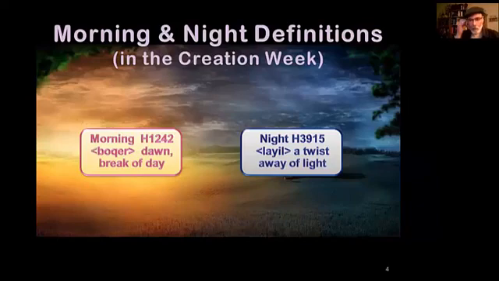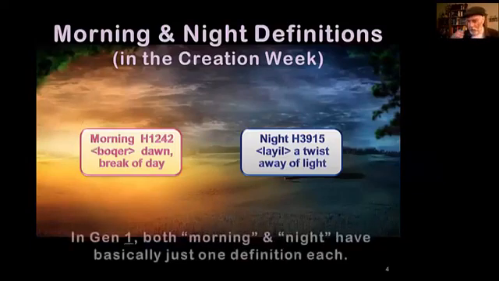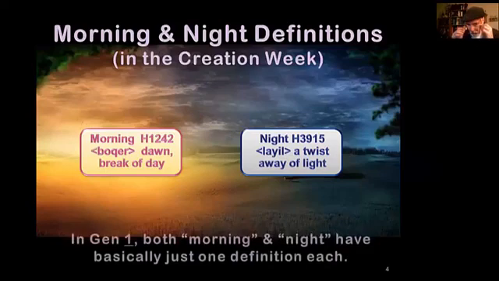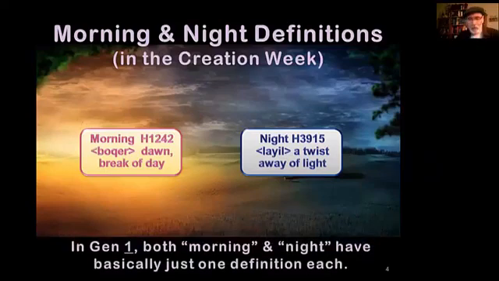This is not to be confused with darkness, which is found in Genesis 1:2. Darkness in Genesis 1:2 and night here in Genesis 1:5 are completely different terms. So in Genesis 1, both morning and night have basically just one definition each. We're not looking at a whole list of definitions like we had with the word evening.